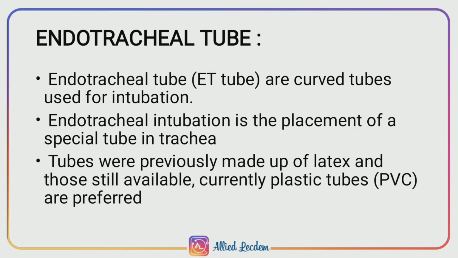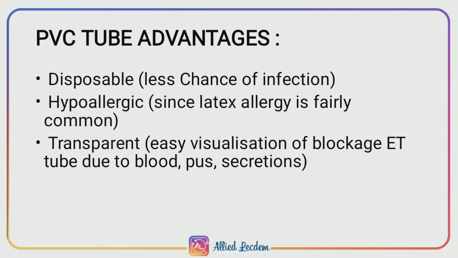The ET tubes may be cuffed or uncuffed. Tubes were previously made of latex and are still available. Currently, plastic tubes are preferred. Polyvinyl chloride tube advantages: they are disposable. They are transparent, hence the buildup of blood or pus in the tube, which can cause blockage, can be visualized clearly, and there are fewer chances of causing any allergic reaction.